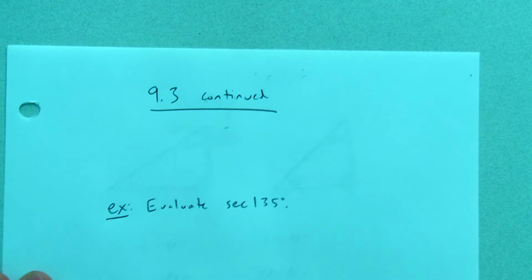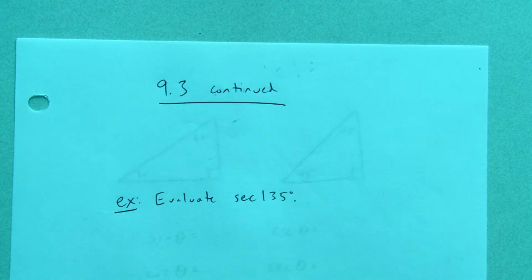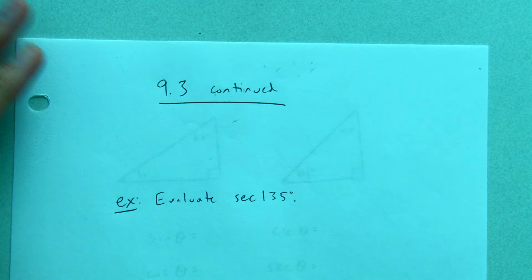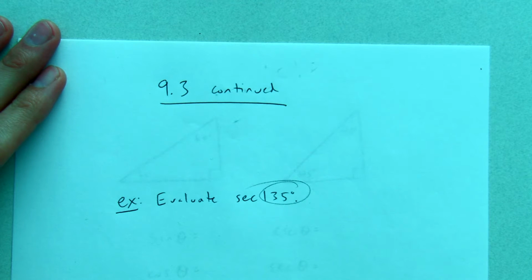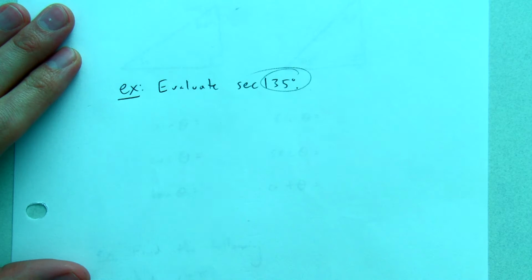Okay, this is the second video for section 9.3. Here we're going to be finding trig functions given any angle. In the last problem we found the trig functions of an angle, but we weren't given the angle, we were given the point that its terminal side was on. What if instead we're given the angle? How do we find x and y and r if all we're told is the angle measure, 135 degrees, for example? So let's see if we can evaluate secant of 135 degrees.